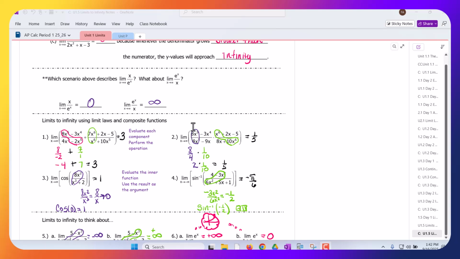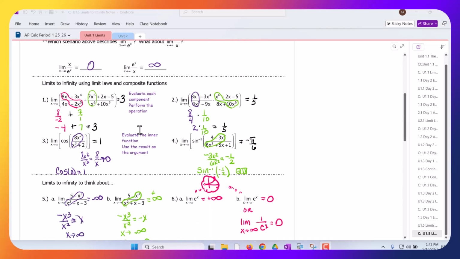We do the same thing here. We get this end behavior model, this end behavior model. Here, this limit law is the limit of a product is the product of the limits. So I have 8 over 4 times 1 over 10 gives me 1 over 5. Here we're going to evaluate the interior function first, and that result is the argument for this exterior function. So our end behavior model for this, 8x squared over x cubed, results in a limit equal to 0. The cosine of 0 is 1.